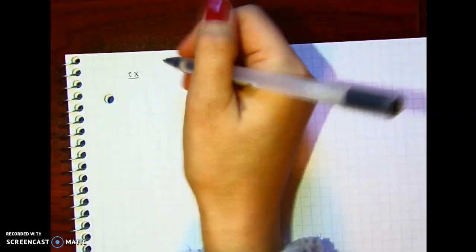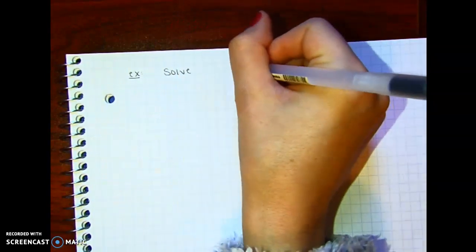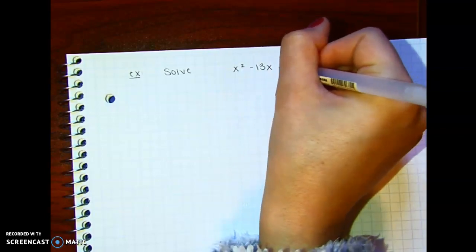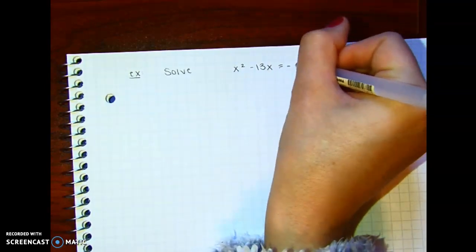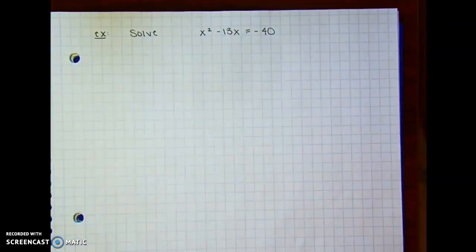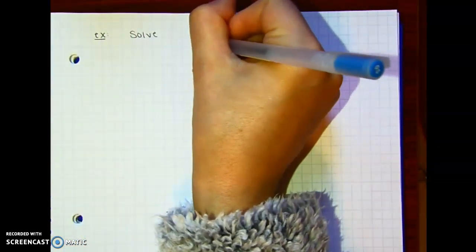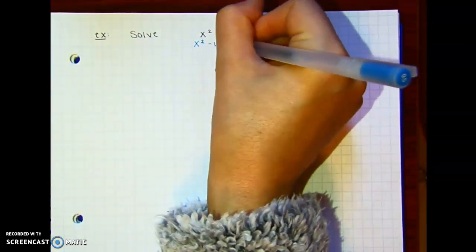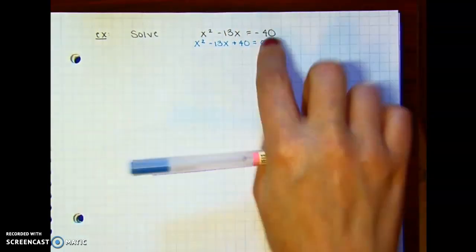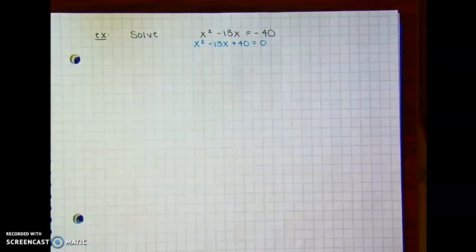So let's do an example. Solve x squared minus 13x equals negative 40. So the first thing you want to do is make it equal 0. So we want to move this 40 to the other side. Don't drop this, make sure it still equals 0. Then we're going to factor this like we normally would.